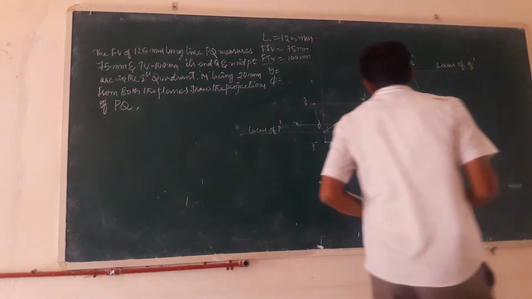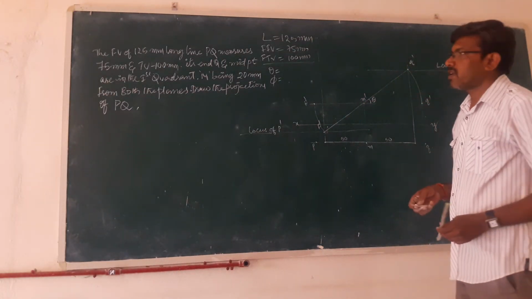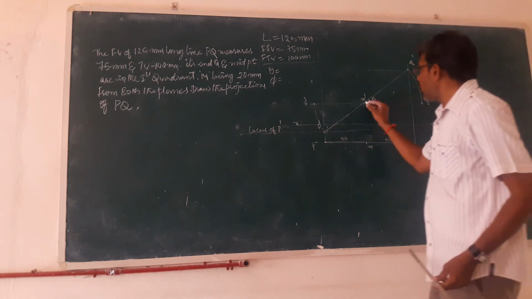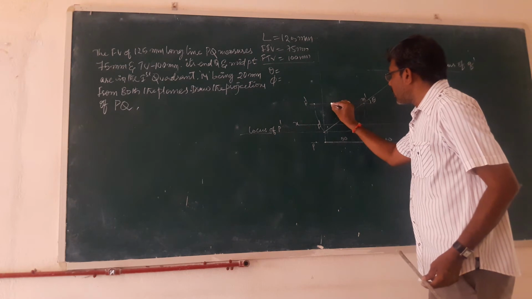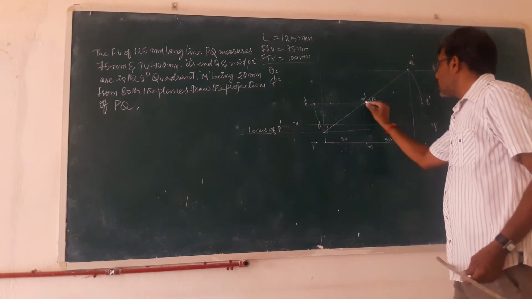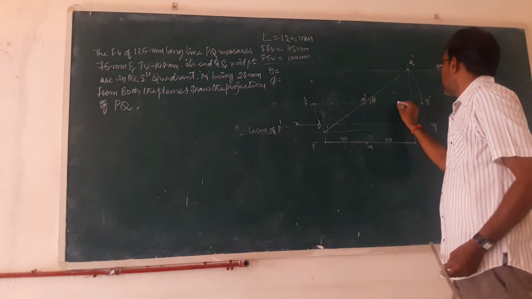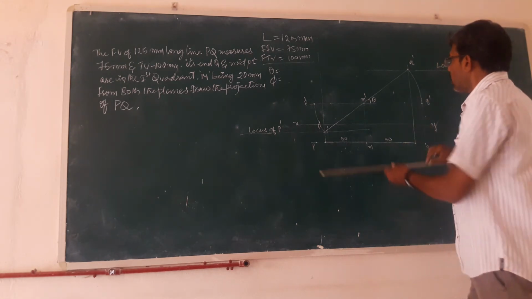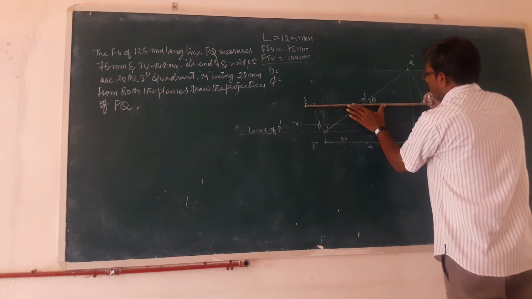So now, 75 means what is half? 75 means half is 37.5. So now I'll take 37.5 this side, 37.5 on the right hand side. Okay, right. So now this is the front view.